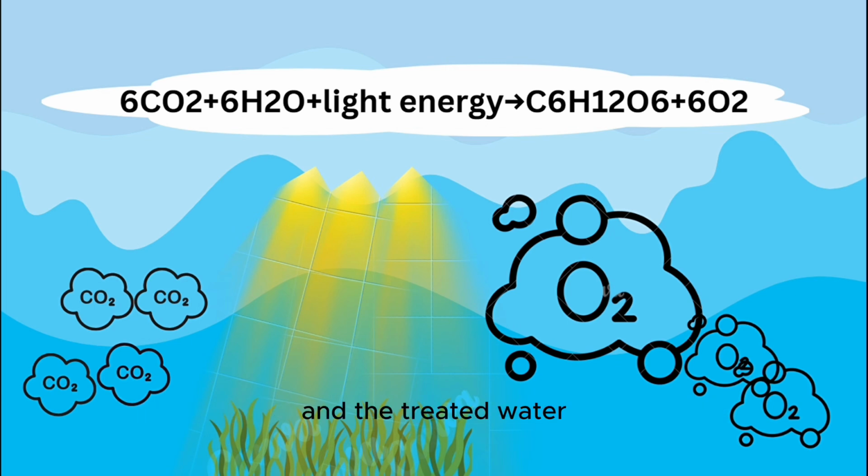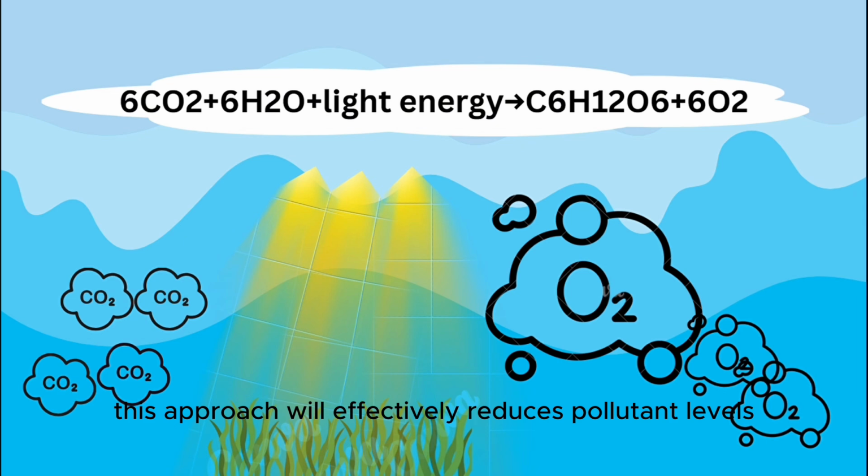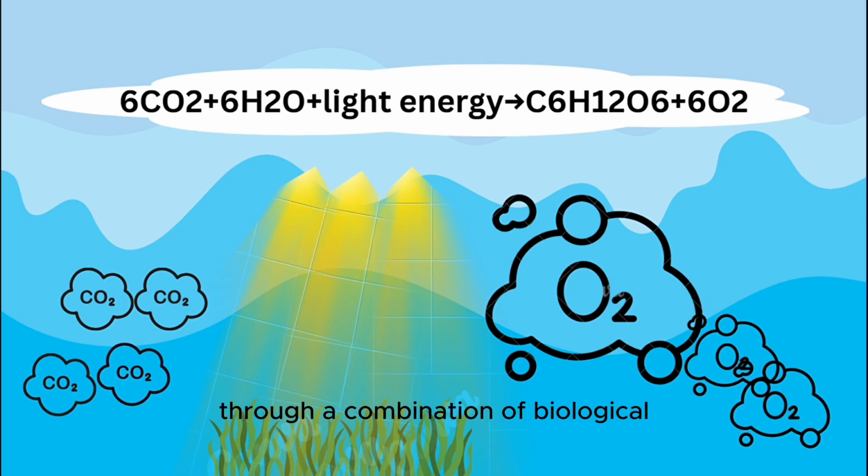And the treated water or air is then separated from the biomass, which can be further processed and removed. This approach will effectively reduce the pollutant levels through a combination of biological activity and light energy. Hence, it's called photobiochemistry.